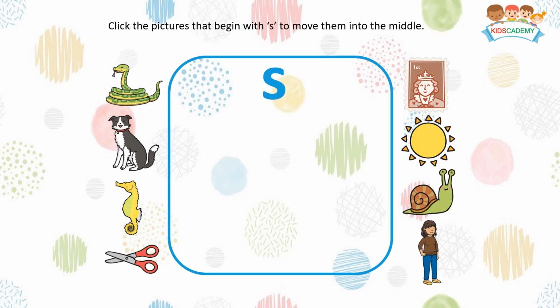So now the letter S is given here, and these pictures are given, and we have to find out which picture starts with the sound of letter S. Okay, so let's start. Now the first picture is snake. Snake. Yes, it starts with S.